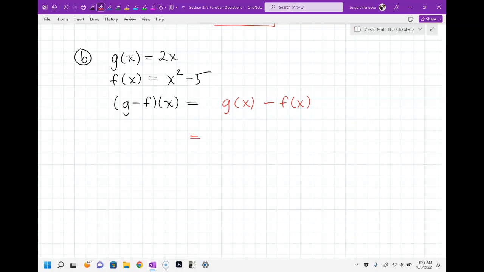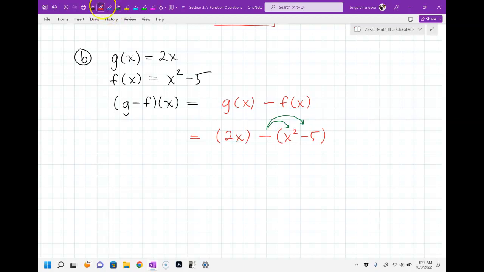All right, so let me write down the g function. That's 2x minus. And now let me write down the f function. That's x squared minus 5. Now you notice how this one has a minus in the middle? You're going to have to distribute that. That's really the only tough part in this section, honestly, is remembering that if there's a minus in between your parentheses, you got to distribute. Because or else things are going to come out wrong. So make sure you distribute properly.